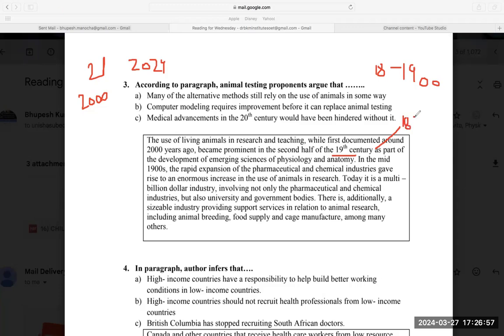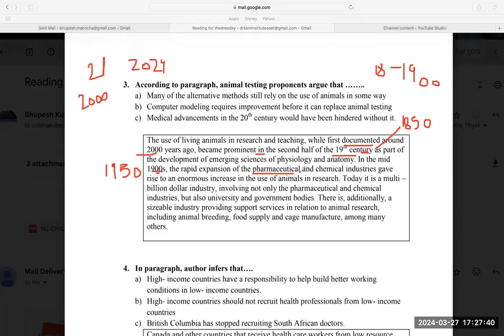Please try to understand this simple thing first. Generally speaking, the 19th century means 1850. Reading the question again. It started 2000 years ago. No, it was documented, so maybe it started before 2000 years ago, but 2000 years ago it was documented. That means it was written. Then it became prominent in the second half of the 19th century. And then in the mid of 1900, that means 1950. Now they did not say century, they said mid of 1900. So you need to understand the difference between the 19th century and 1900.